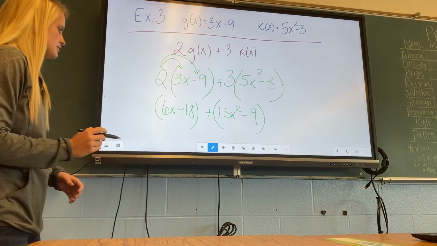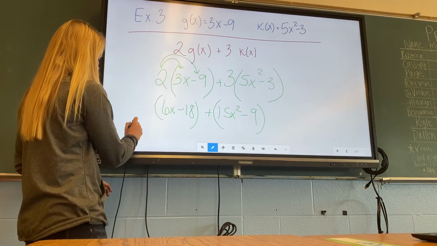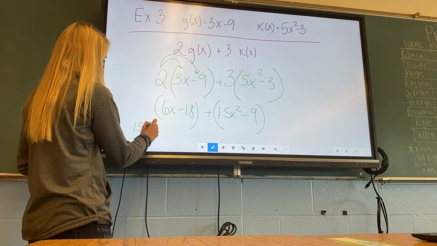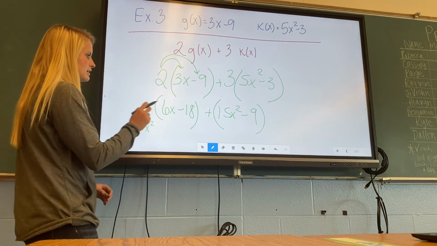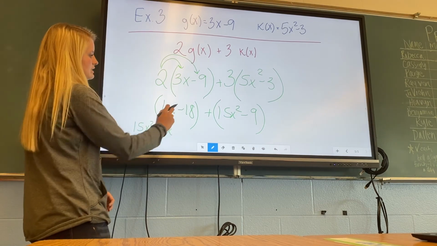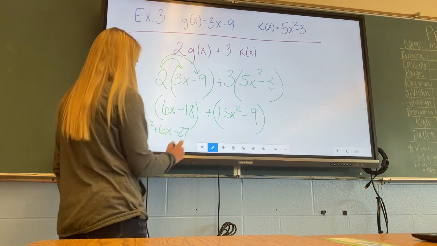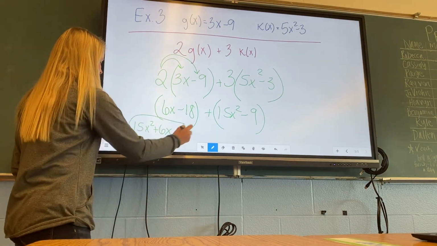And now we can go ahead and combine like terms. So 15x squared should go first, because it's the highest exponent. And then there's no other, just regular x, so we just add 6x. And then negative 18 plus negative 9 is just negative 27. And that's our answer.